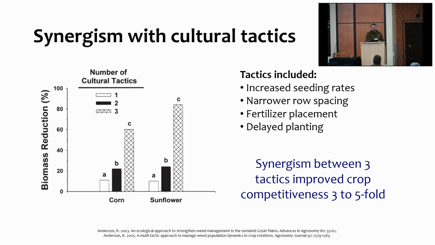In this example with corn and sunflower, when he's showing the 3 tactics, that's when you're getting that bump, and the synergism between the 3 tactics improves the competitiveness or the weed biomass reduction 3 to 5-fold. So, an interesting example of just how these different tactics can be combined and can lead to improved weed management.